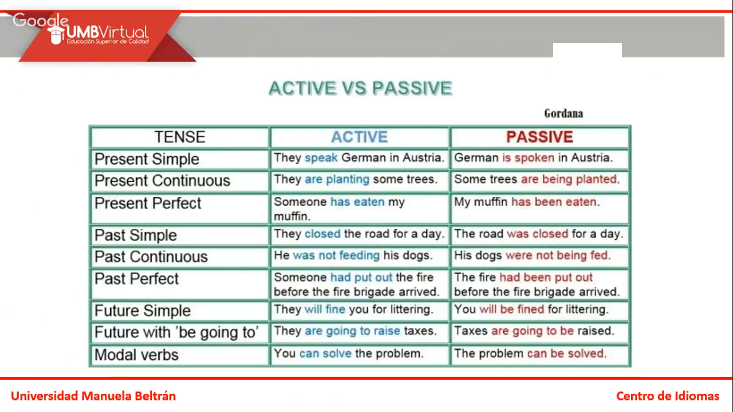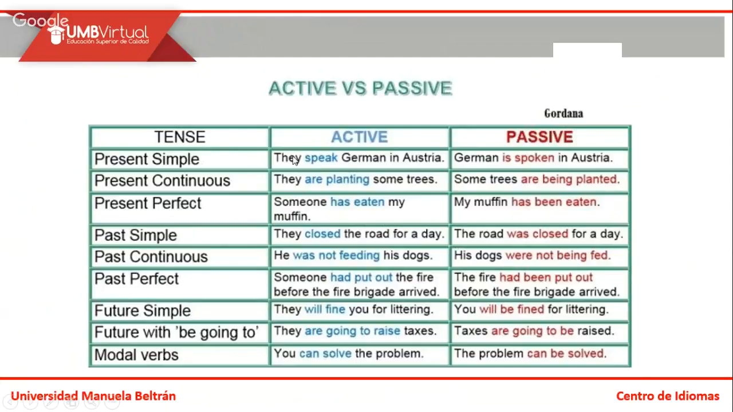So, the tense, we have different tenses. We have present simple, present continuous, present perfect, past simple, past continuous, past perfect, future simple, future with be going to, and modal verbs. Okay, basically that. So in the active voice, we're going to see some sentences, and in the passive voice, we're going to see how we can transfer those sentences into passive, or what the correct way is to do this process.